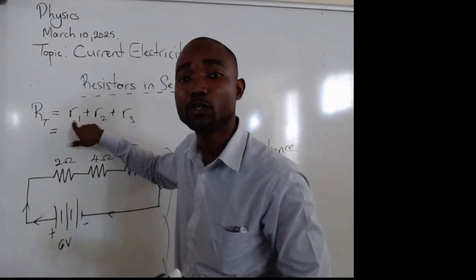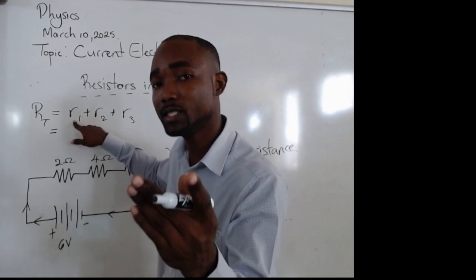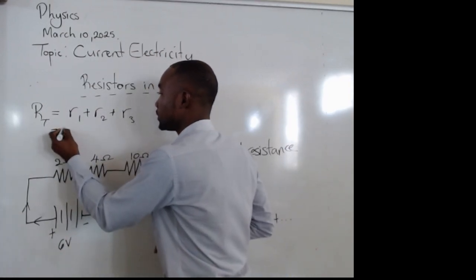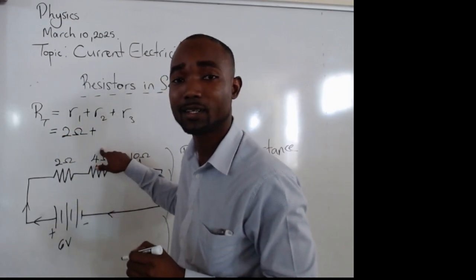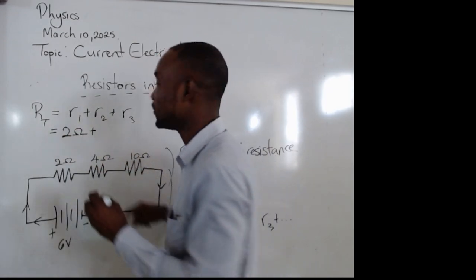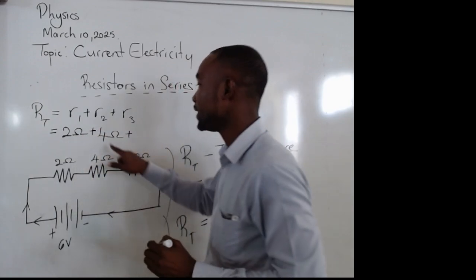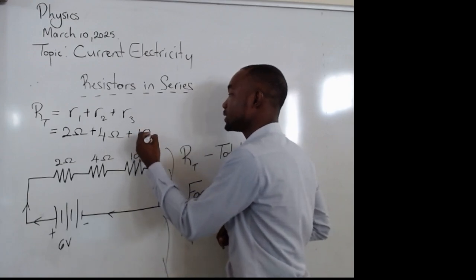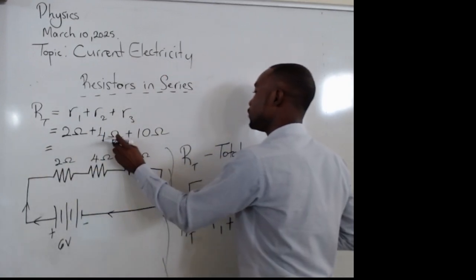This was just a label to represent my first resistor. So what's the resistance of my first resistor? It's 2 ohms. So I put 2 ohms there. Plus, what's this here? R2 is 4 ohms. Plus 4 ohms. And R3 is 10 ohms, plus 10 ohms. And let's add it. 2 plus 4 plus 10.